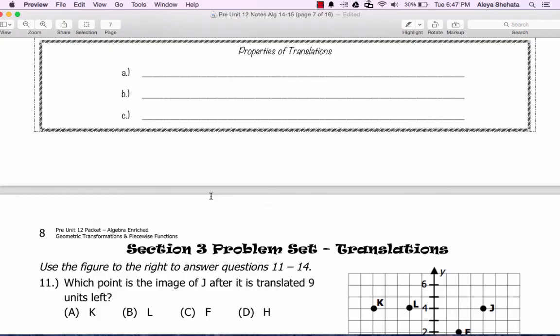All right, so now let's discuss the properties of translations. And what I want you to do is please figure out the 3 properties that we've already discussed, and figure out if they've been preserved or not on your own, and then come back and check with me to see how you did.